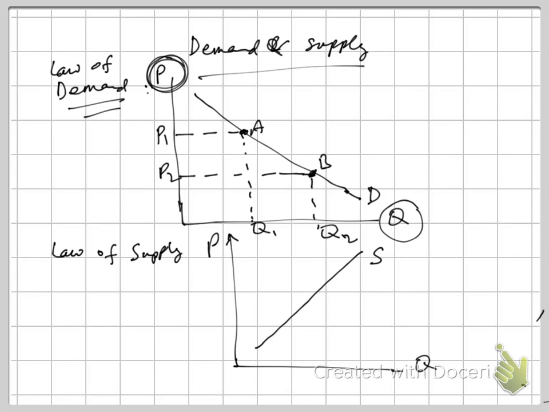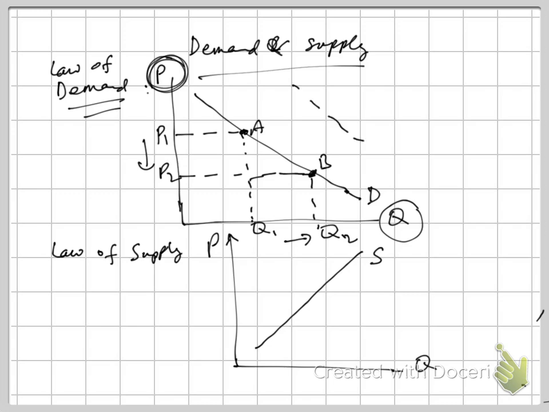Now remember, when price goes down, buyers buy more of the good, other things being equal, but they don't need to shift their demand curve. They just move along the same demand curve.